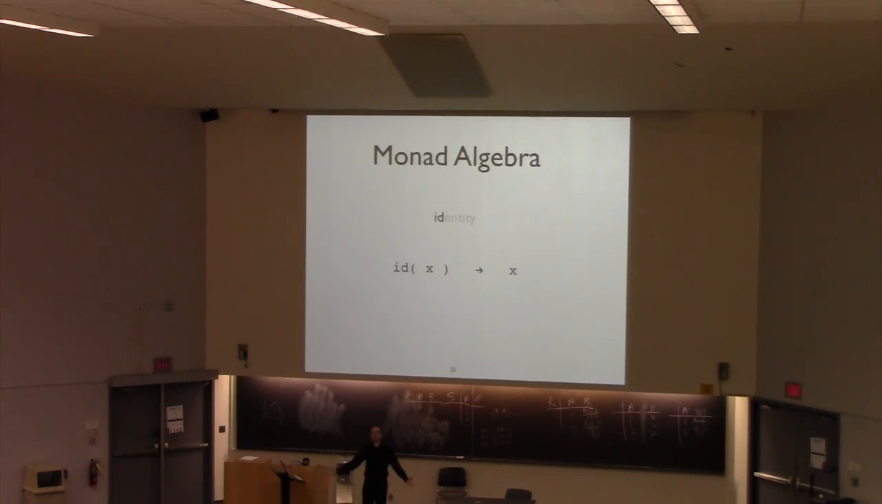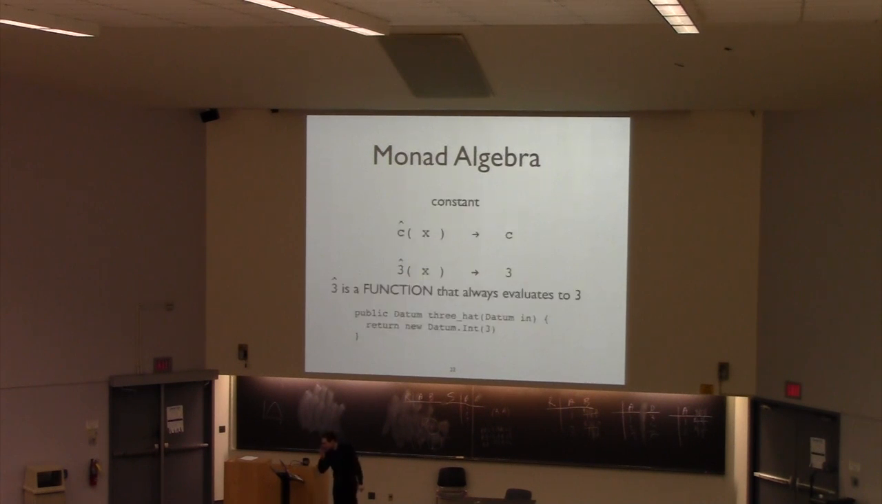So, what does the monad algebra look like? Well, there's a handful of base functions that you can compose together to produce more complex structures. The first of these is the simplest possible thing that you could have, the identity. This is ID, identity. You apply it to an object, you get back the same object. Nothing fancy. Any questions about this general format? Okay, this is the simple one.